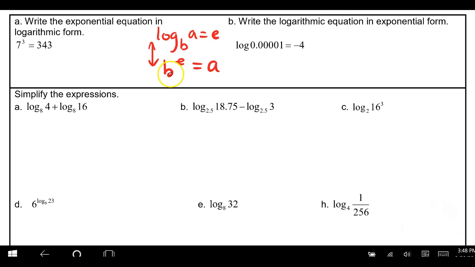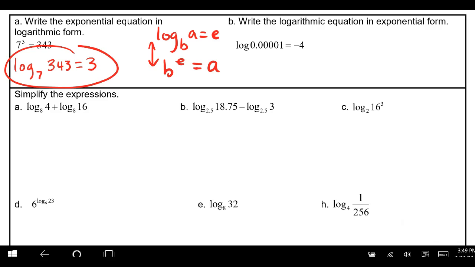Okay, so we know that the b is going to be our base. So that 7 is going to be our base. And then the e is going to be the number on the outside. So let's go ahead and write our a. Our a is going to be 343. And that equals our e, which is 3. And the question only asked me to write it in exponential form, in logarithmic form. So that's all you need to do. It didn't ask you to do any type of evaluating or anything, because if you look at it, it actually already tells you what this log is equal to. So there's nothing you need to do anymore.